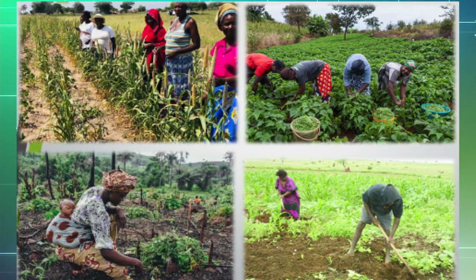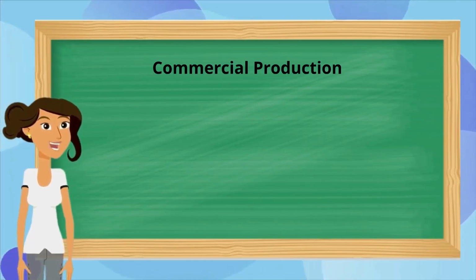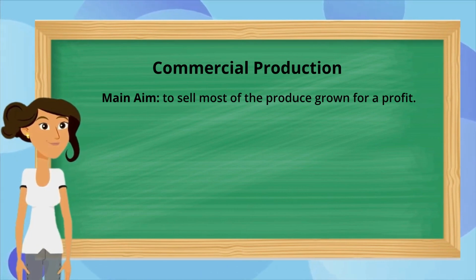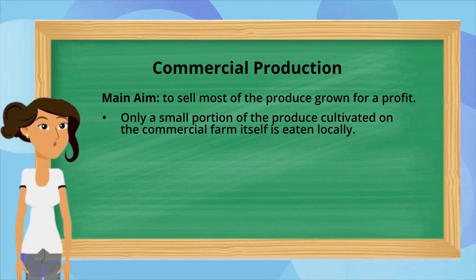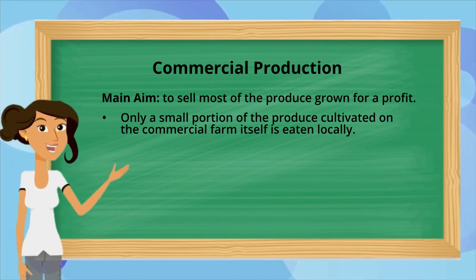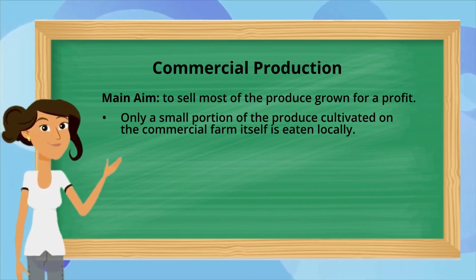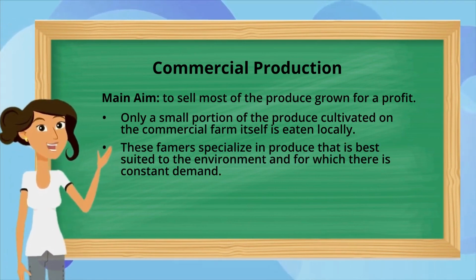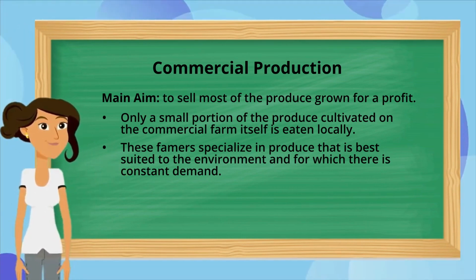Let us look at another type of farming in Namibia called commercial farming. Commercial production is farming with the main aim to sell most of the produce grown for a profit. Only a small portion of the produce cultivated on commercial farms is eaten locally. These farmers specialize in produce that is best suited for the environment and for which there is a constant demand.